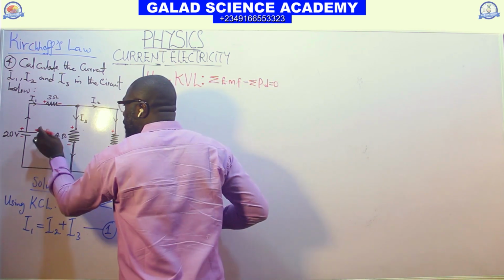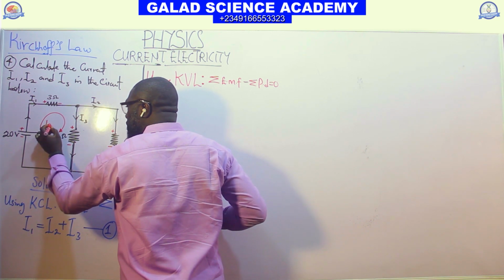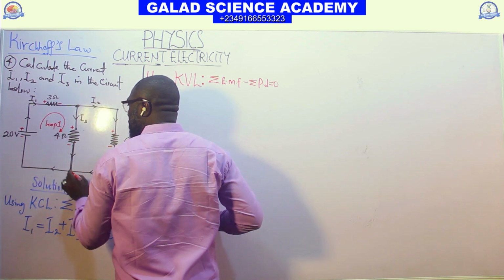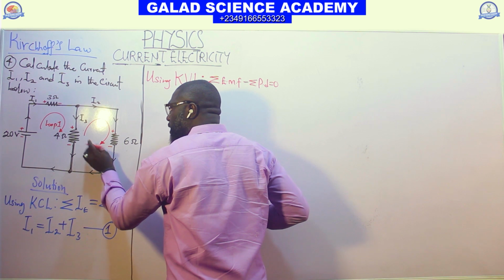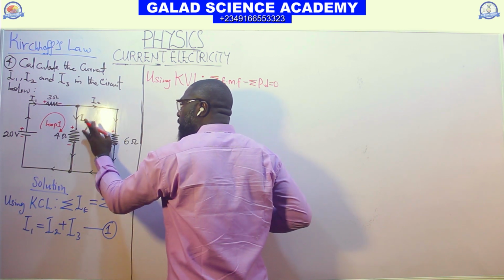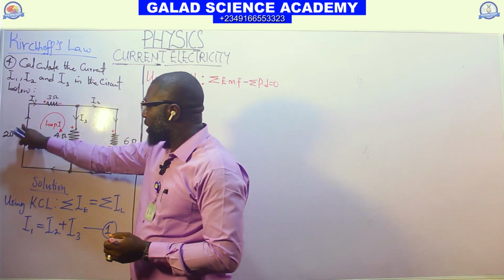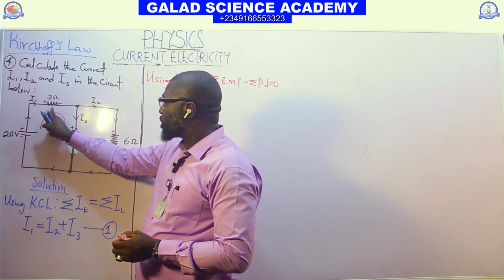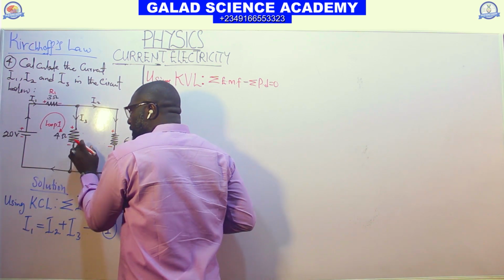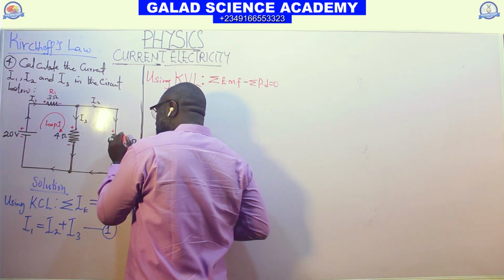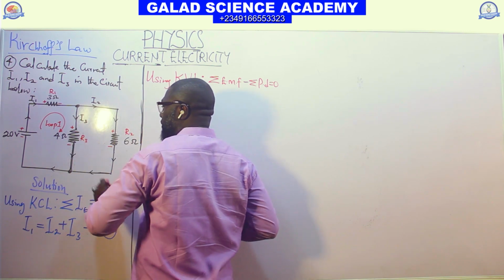So if the loop here is this, this is the direction of the loop, we have loop 1. And I also take the direction of loop 2, like this. Let me leave loop 2 first. So what is loop 1? Loop 1 starts from this cell, going to the resistor here. The resistor here, let me call it R1. This resistor here is R2. The resistor for this one we call R3.